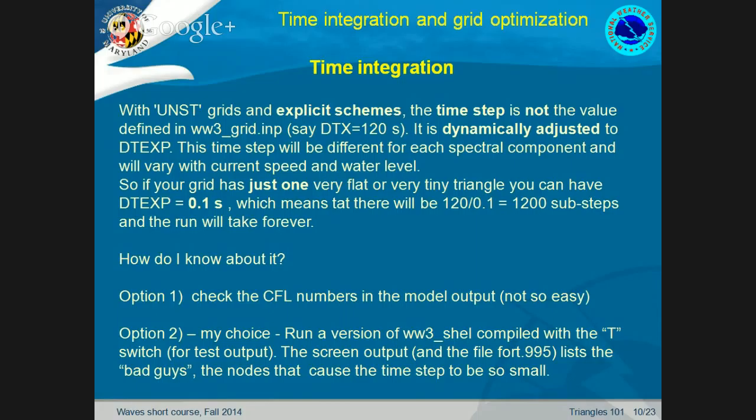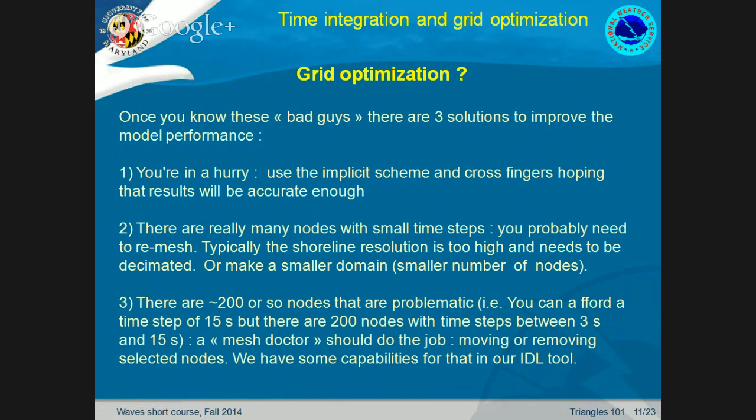The other option is to run with an implicit scheme. And so the choice between explicit and implicit is done with a name list. It's with a UNST name list, and it's explained in the manual. So I will show you that this afternoon, or maybe just after. Okay, so I don't like these implicit schemes too much because, okay, you can run with a big time step, but what is the error? So you don't have much control over it.